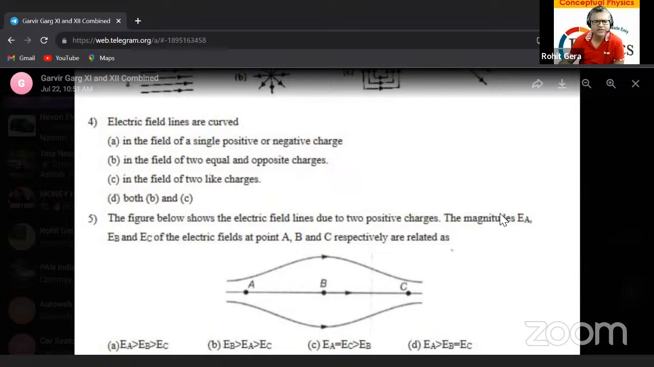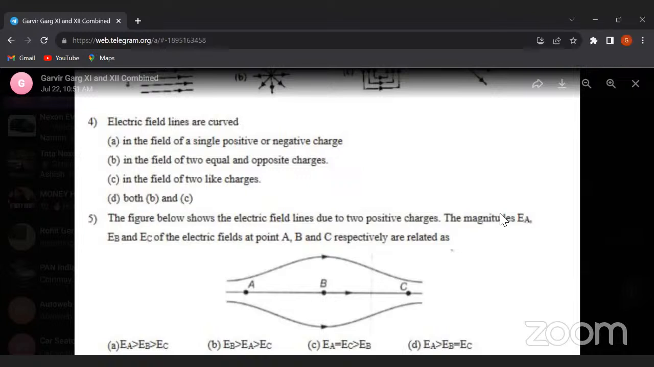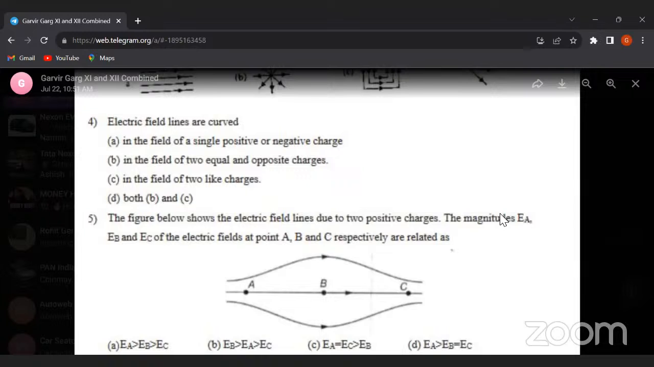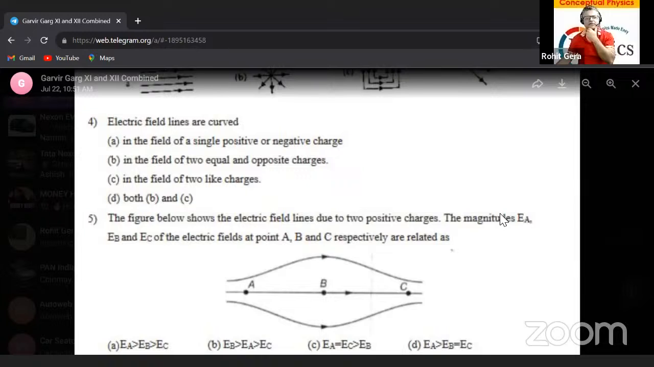ई ए और ई सी बराबर लग रहे हैं मुझे, मतलब दोनों का कर्व जो ऊपर नीचे है सेम डिस्टेंस है. और ई बी जो है वो सबसे वीक है क्योंकि वहां पे इलेक्ट्रिक फील्ड लाइंस के बीच में गैप बहुत ज्यादा है. सो माय चॉइस विल बी सी. अच्छा, ठीक है. मेक सेंस है ना दोनों तरफ?